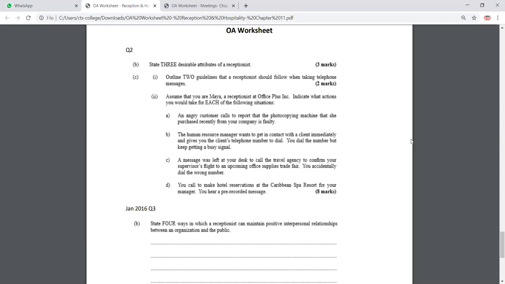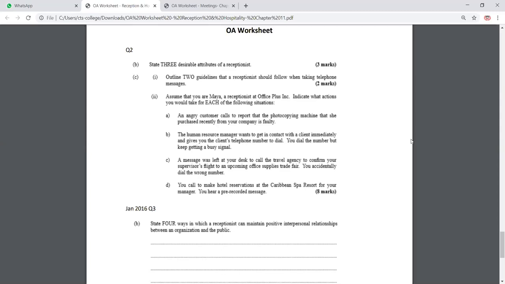Let's look at the other one. You call to make hotel reservations at Caribbean Spa Resort for your manager. You hear a pre-recorded message. What do you do? You inform the manager.